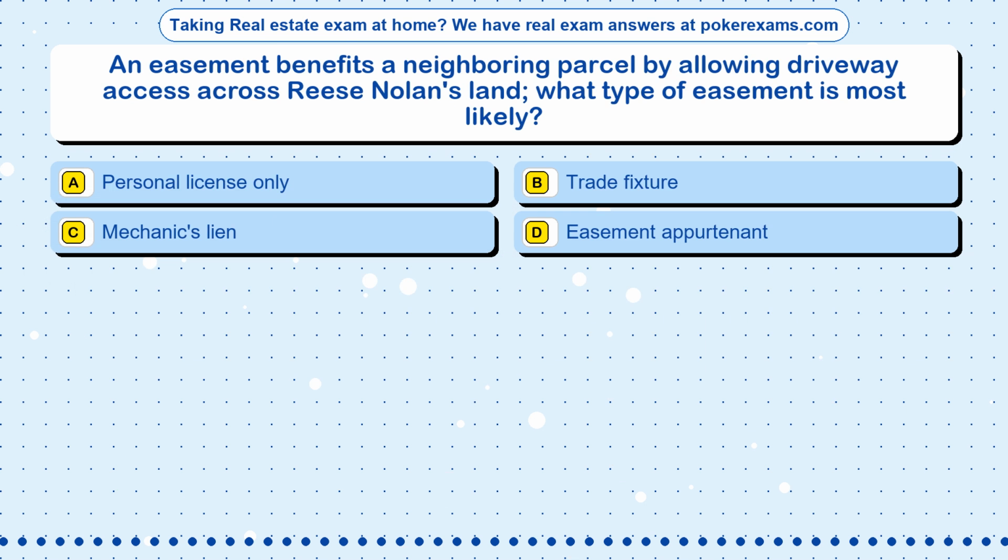Question 12. An easement benefits a neighboring parcel by allowing driveway access across Reese Nolan's land. What type of easement is most likely? Option A, personal license only. Option B, trade fixture. Option C, a mechanic's lien. Option D, easement appurtenant.